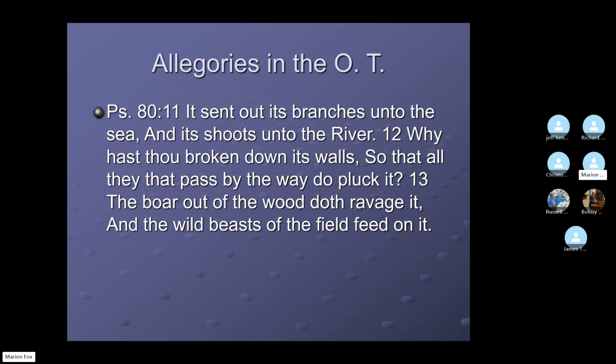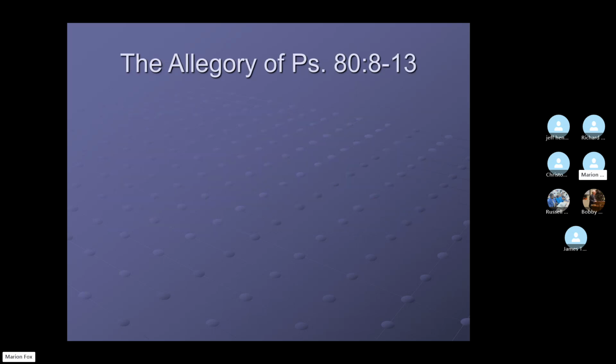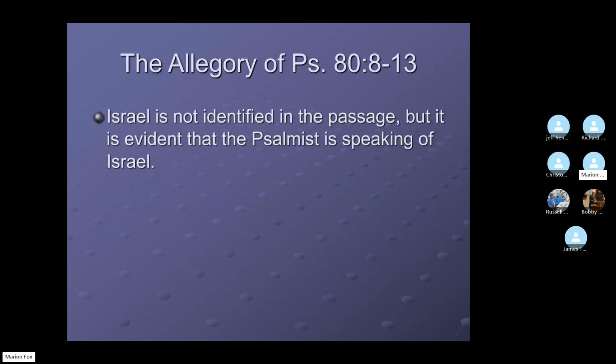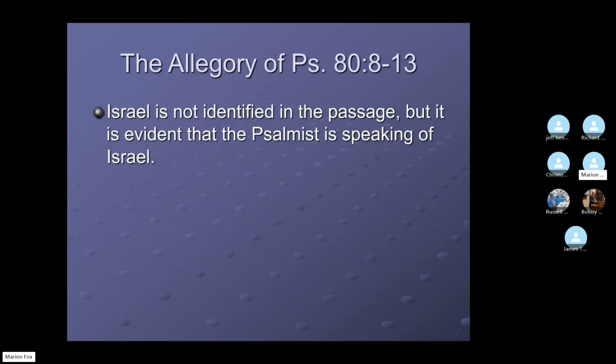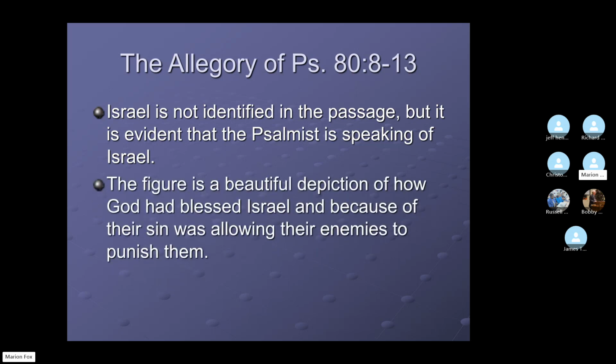This will be like a grapevine, and the animals are eating it, probably the leaves and the branches. That's figurative. Israel is not identified in the passage, but it's evident the psalmist is speaking about Israel. The figure is a beautiful depiction of how God blessed Israel, but because of their sin he allowed their enemies to punish them. So he broke the wall down, and they were not protected.